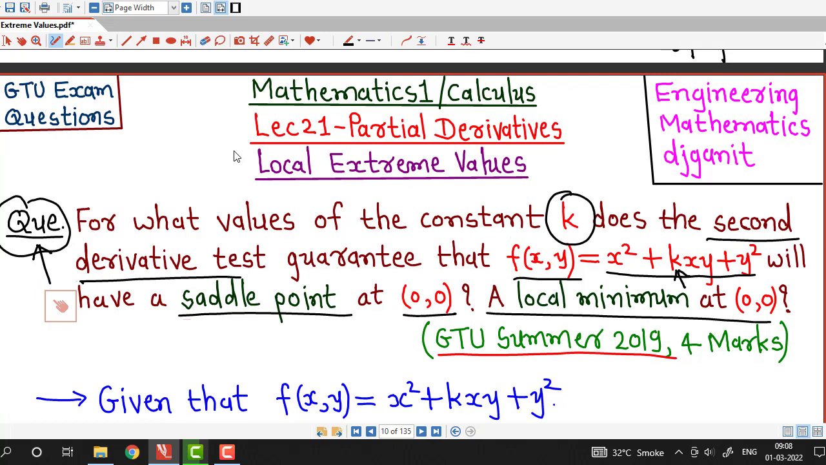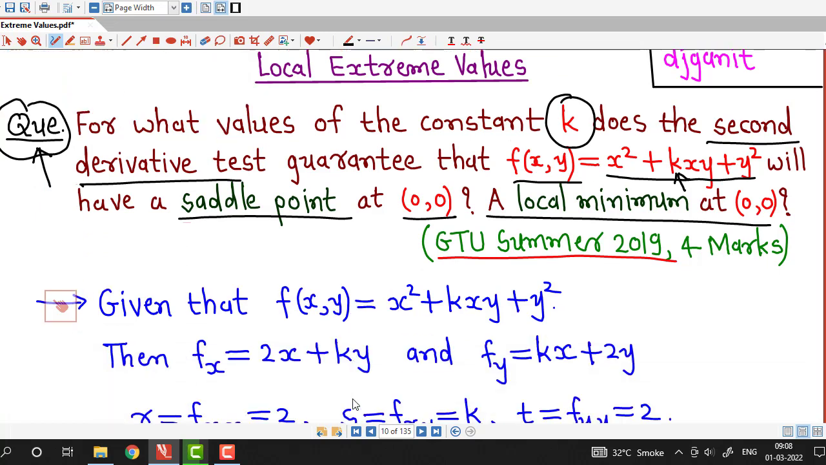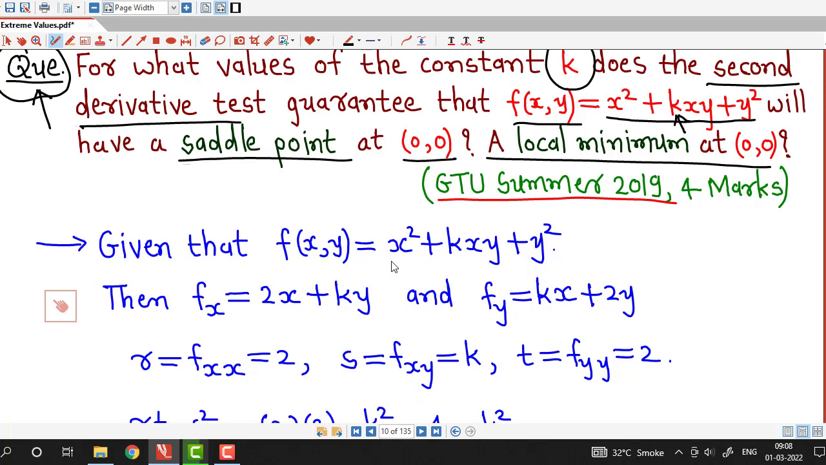So first we decide the first and second order partial derivatives of the given function. f(x,y) is x² + kxy + y². If we differentiate with respect to x, the derivative of x² is 2x. Here k and y are constant and the derivative of x is 1, so we obtain k into y, plus the derivative of y² is 0. Similarly, ∂f/∂y will be: the derivative of x² is 0, kx is constant, the derivative of y is 1, so we get kx, and the derivative of y² is 2y.